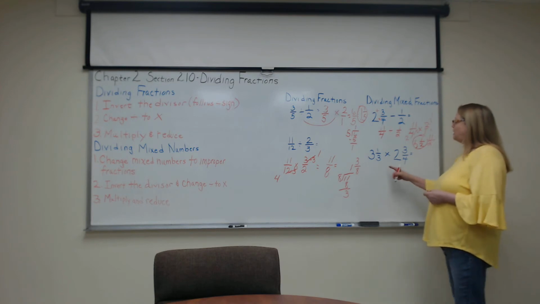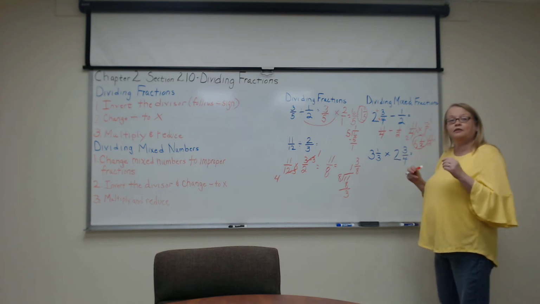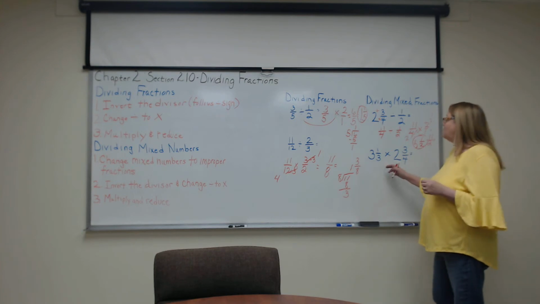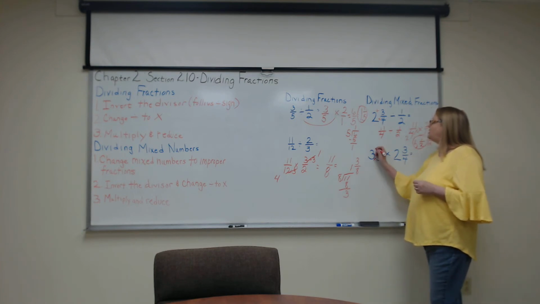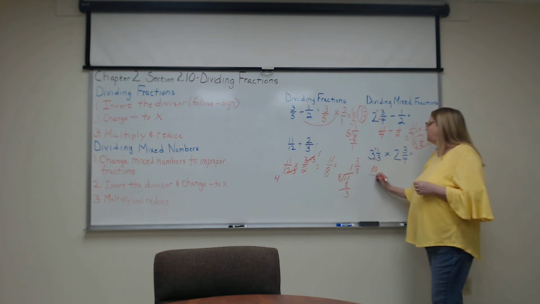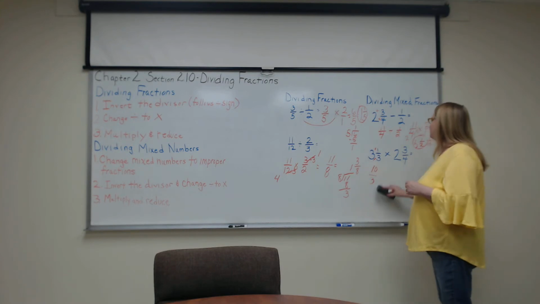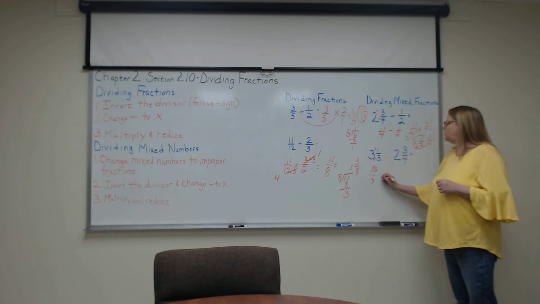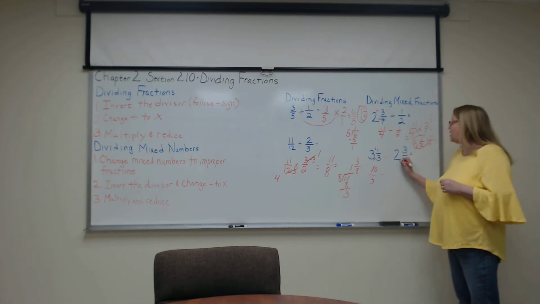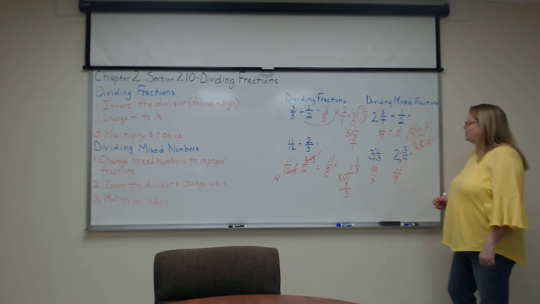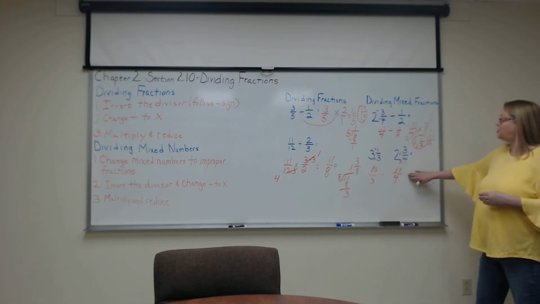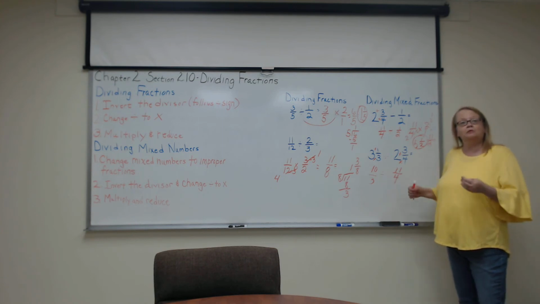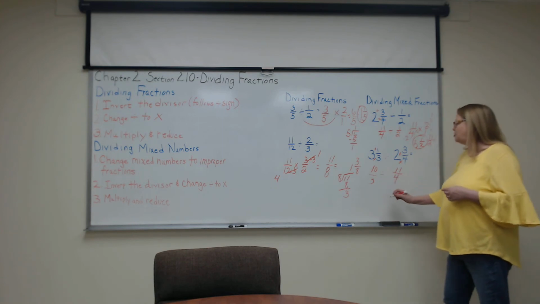So let's look at our last one here. First things first, let's convert them into improper fractions. So we have 3 times 3 is 9, plus 1 makes 10 thirds. And I'm sorry, this should be divided by. So we're going to take 10 thirds, and then we change the second mixed number to an improper fraction. 4 times 2 is 8, plus 3 is 11 fourths. So now that we've changed both of them to improper fractions, we do our step where we use the reciprocal and change it to multiplication.